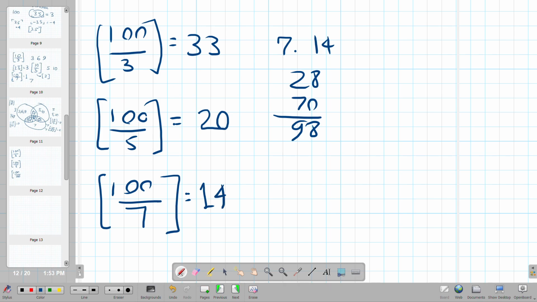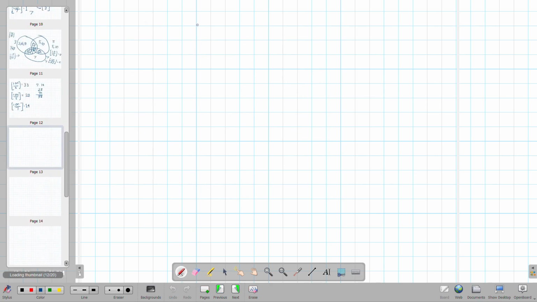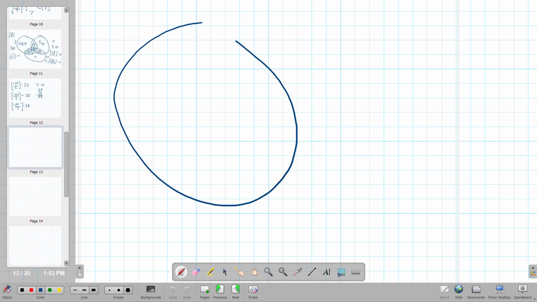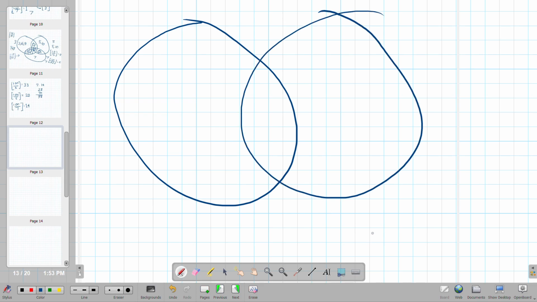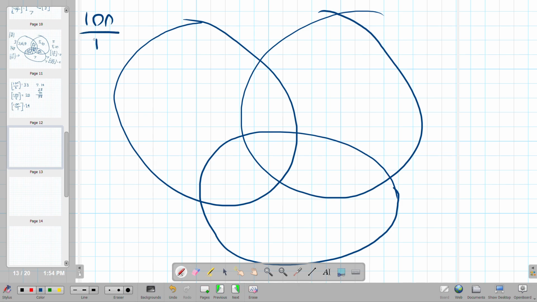right? So then, when we try to do this Venn diagram for 100, it gets a little more interesting. Let me see if I can do better circles. Not sure that I can. Boy, are these not circles. Woof, not circles. Okay, so the number is 100. And we're doing 3. We're doing 5. And we're doing 7.